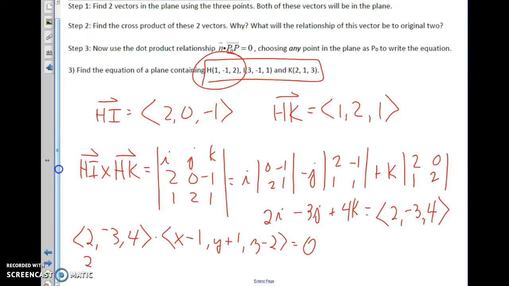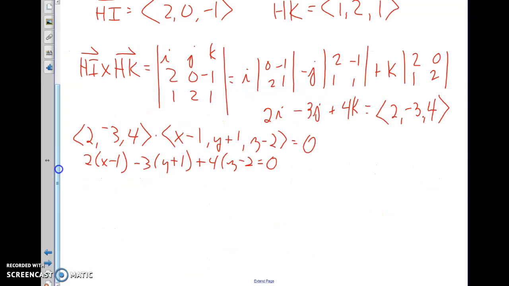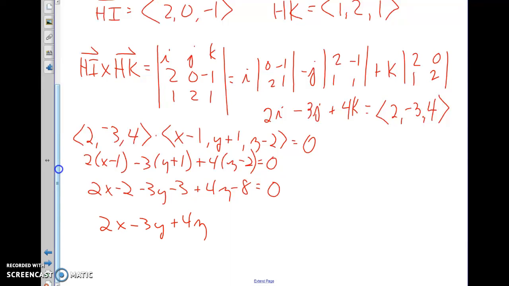So now I expand. 2 times x minus 1, minus 3 times y plus 1, plus 4 times z minus 2 is equal to 0. 2x minus 2 minus 3y minus 3 plus 4z minus 8 is equal to 0. 2x minus 3y plus 4z, I've got -2, -3, and -8, so that's -13. If my leading coefficient were negative, I would probably multiply everything through by -1.